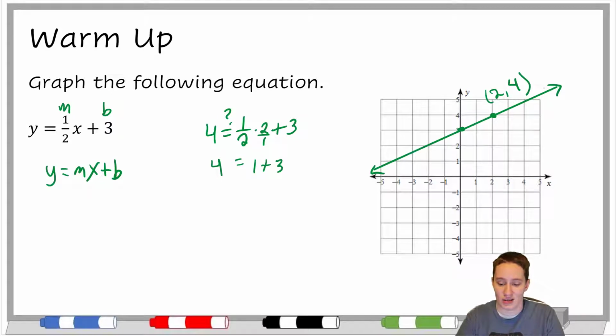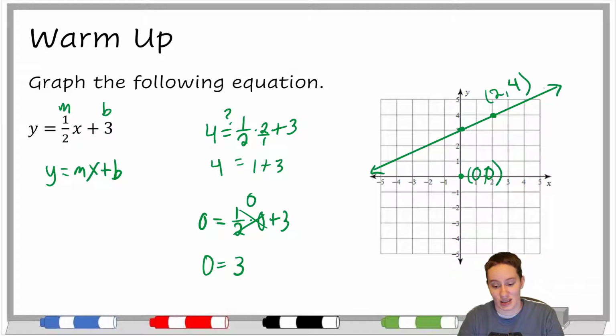If I pick any point that's not on the line, which we could go really easy here and pick (0, 0), and I plug that in, I should get something that's not true. So 0 equals 1/2 times 0 plus 3; this part would be 0. 0 plus 3 is 3. Is it true that 0 equals 3? No. So that's why (0, 0) is not on this line, because that's not something that actually works for this equation.